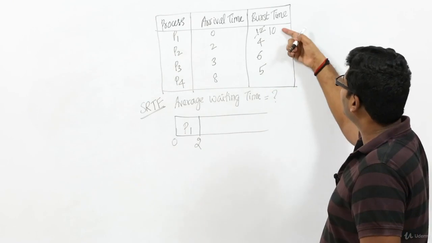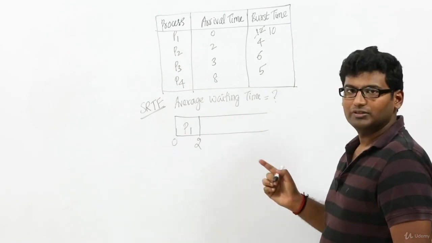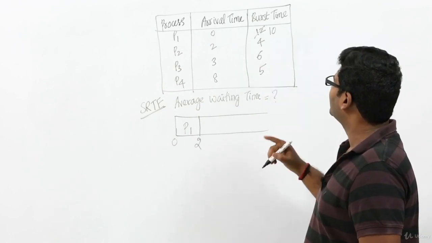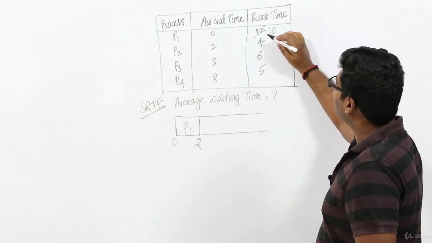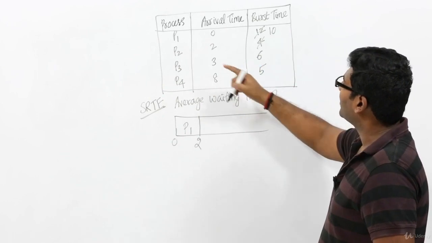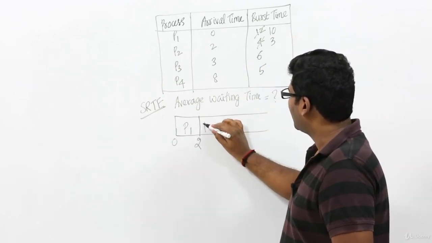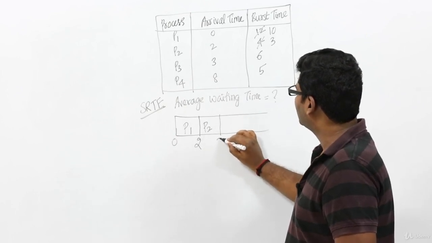Now we have only P1 and P2 inside the RAM, out of which P2 has the highest priority because its execution time is lesser, right? So P2 will continue for at least 1 time unit, which means it becomes 3, and P2 will continue at least till 3.